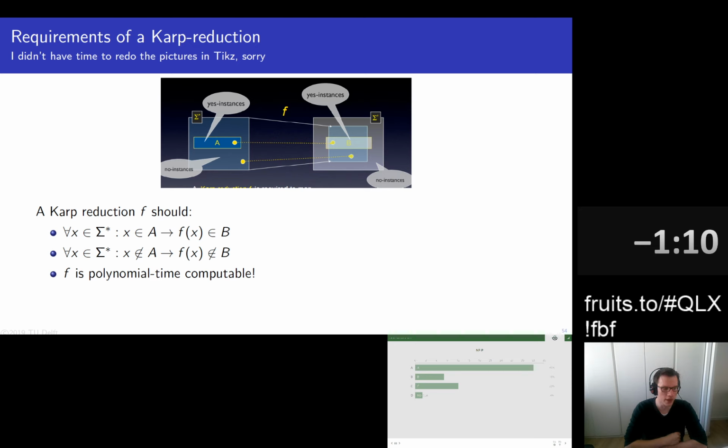So we could use B to solve A, but not the other way around. Unless I find a reduction from B to A. But if I have a reduction from A to B, that only means that I can solve problems from A by using an algorithm for B. I'll show you how exactly in a moment. All right.